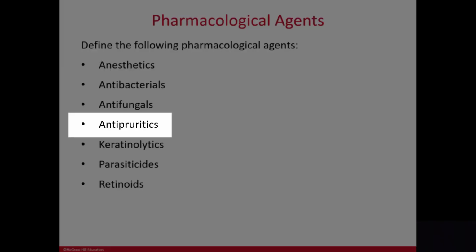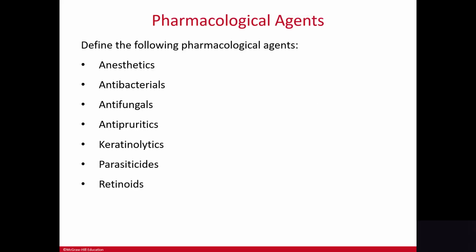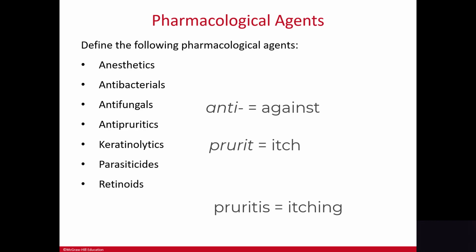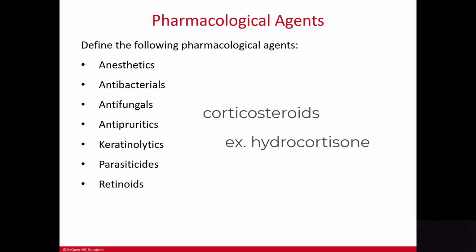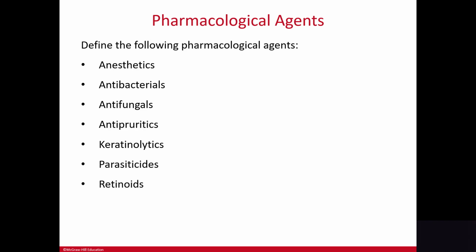Okay, antipruritics are medications that relieve itching. Again, anti means against, and prurit means itch. Pruritus is the term for itching. Corticosteroids, drugs like hydrocortisone, are often used to reduce inflammation and therefore relieve itching. Corticosteroids, if we don't talk about them in this class, we definitely talk about them in pharmacology. Those are used to decrease inflammation and relieve itching.